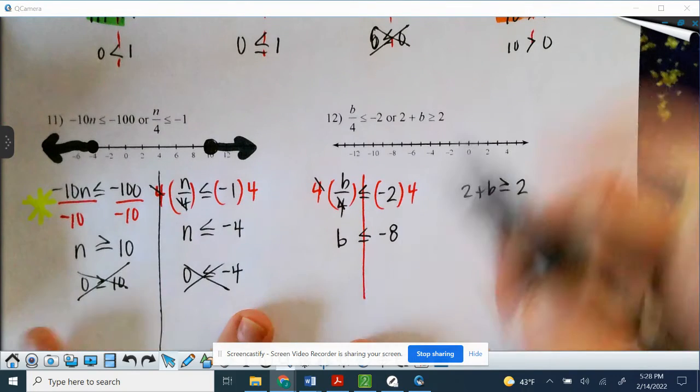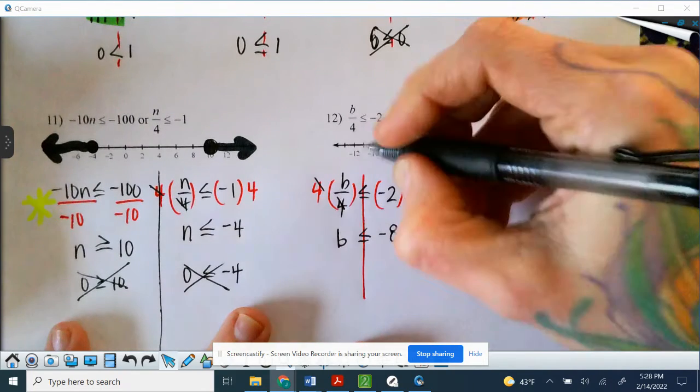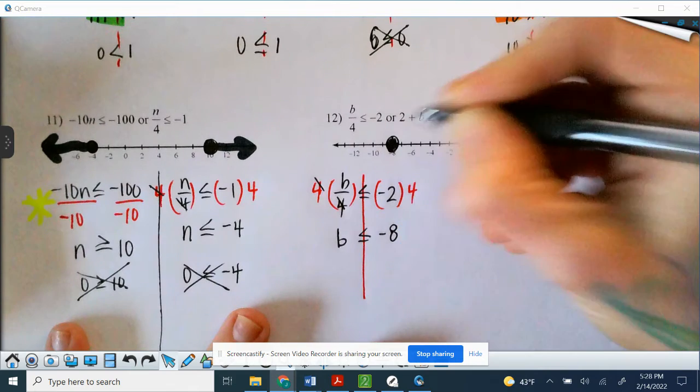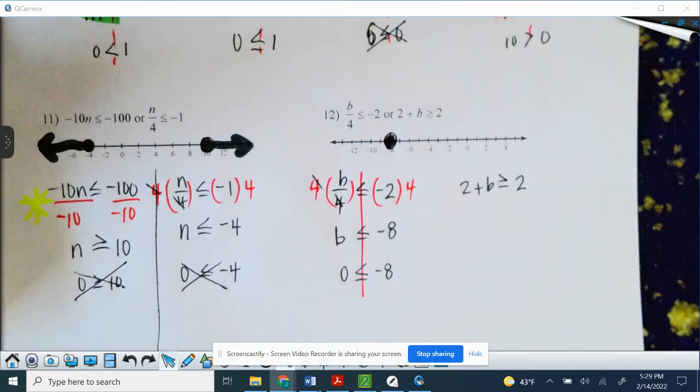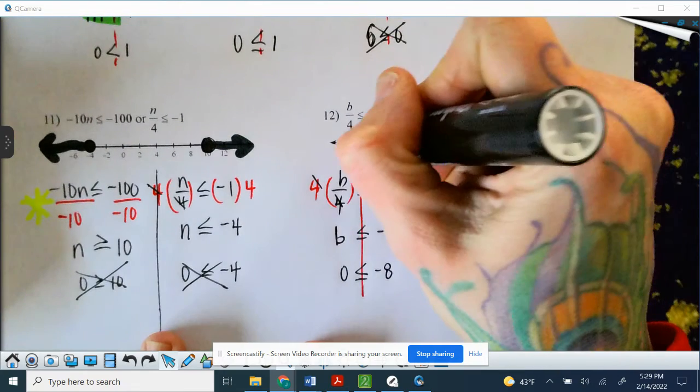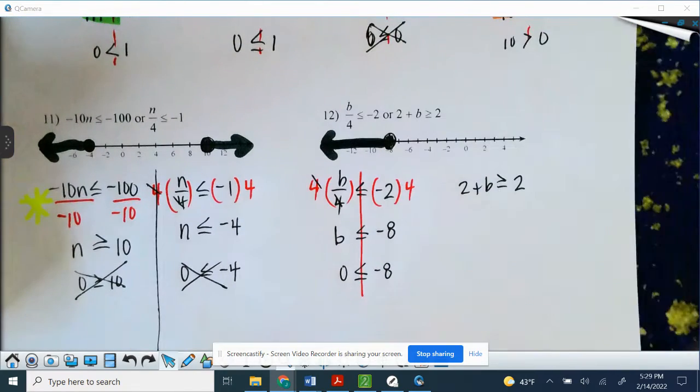So I'm going to go up to negative 8. It is equal to, so I'm going to shade that in. I'm going to do my test point. Is 0 less than negative 8? It is not. So I'm going to shade away from 0 because 0 is over here to the right.